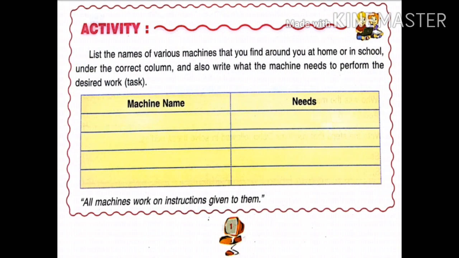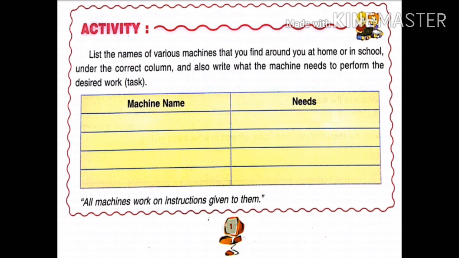Now one activity is given here. In this activity, we have to list the names of various machines that we find around ourselves at home or in school under the correct column, and also write what the machine needs to perform the desired work. Here two columns are given, machine name and needs. Children, you have to write the name of the machine that you see around yourself at your home or in school, and what is the purpose of that machine in the needs column.